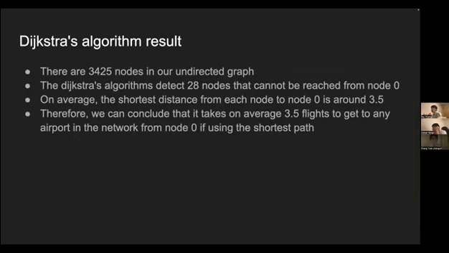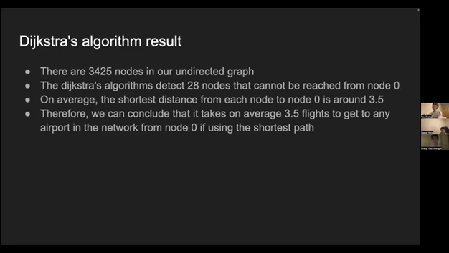So our conclusion and result of the Dijkstra algorithm is that there are 3,425 nodes in our undirected graph. The Dijkstra algorithm detects 28 nodes that cannot be reached from node 0. On average, the shortest distance from each node to node 0 is around 3.5. Therefore, we can conclude that it takes on average 3.5 flights to get to any airport in the network from node 0 if using the shortest path.